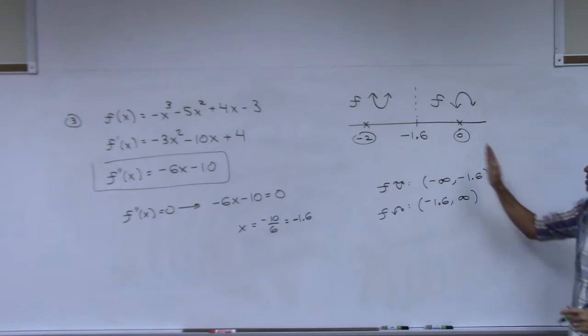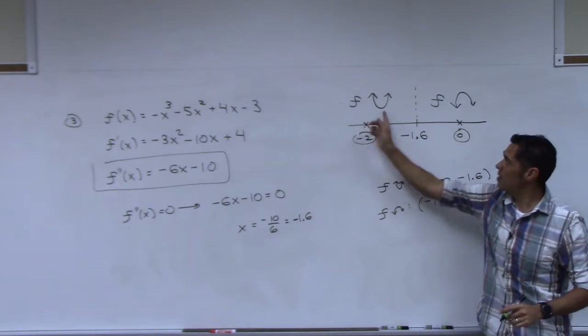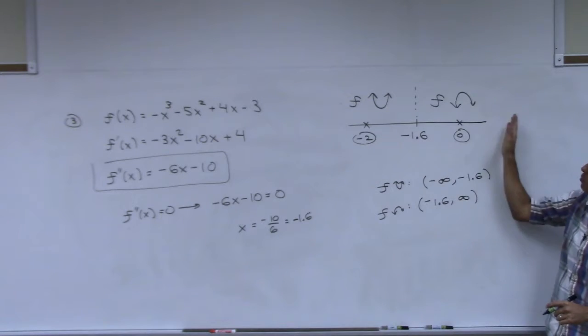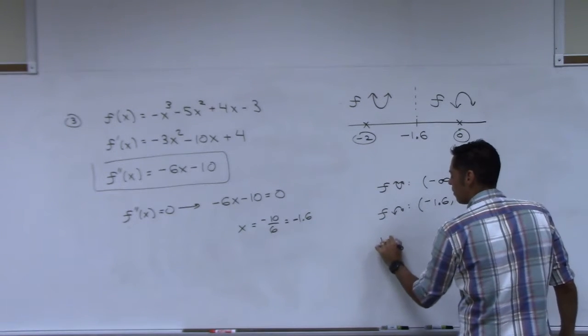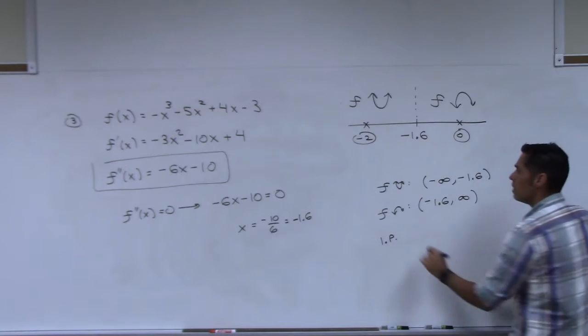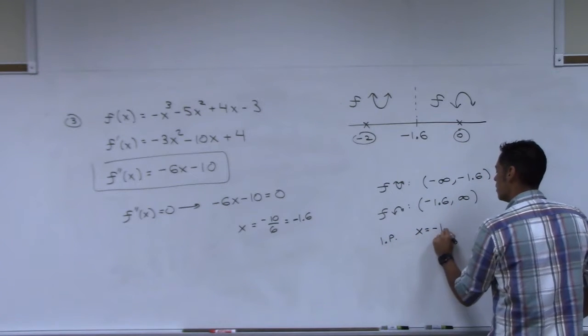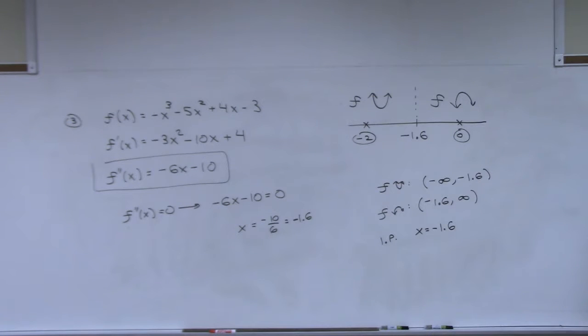These are the intervals. To the left of negative 1.6, I'm concave up. To the right of negative 1.6, I'm concave down. The inflection point, I'm going to put IP for inflection point, is x equals negative 1.6. Those are the 3 things that we're being asked for.